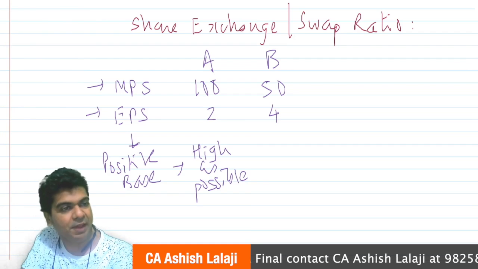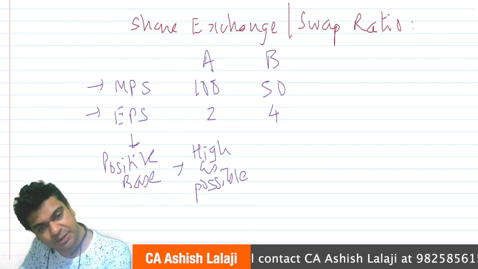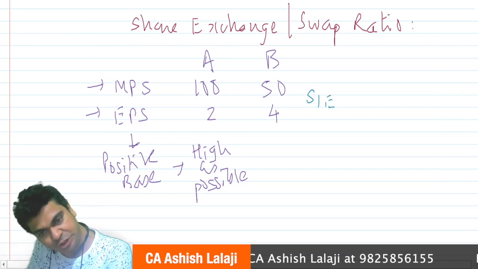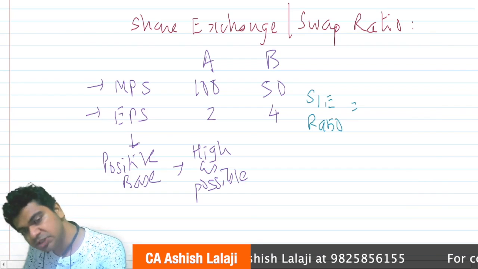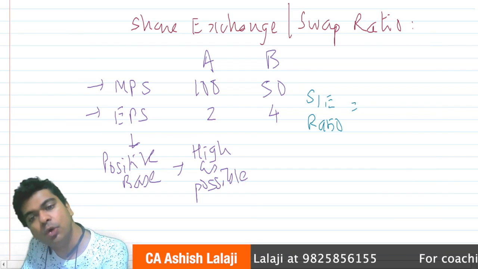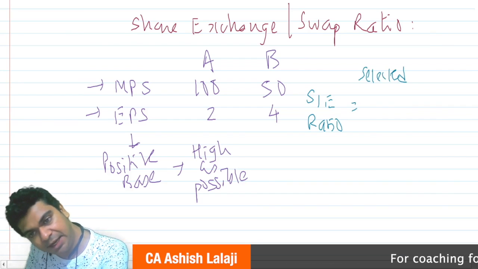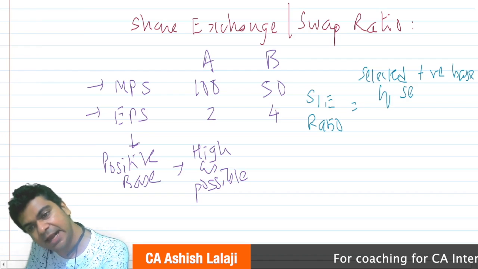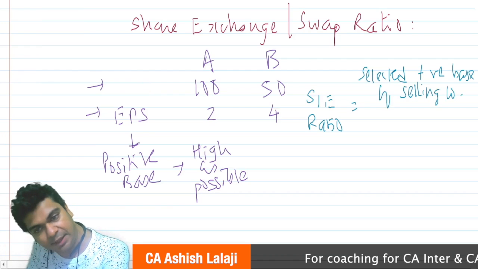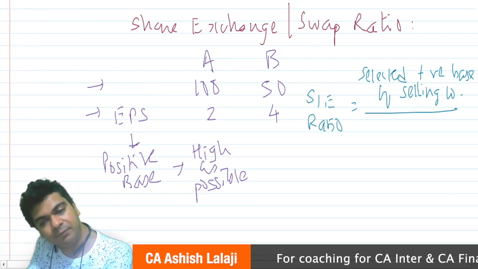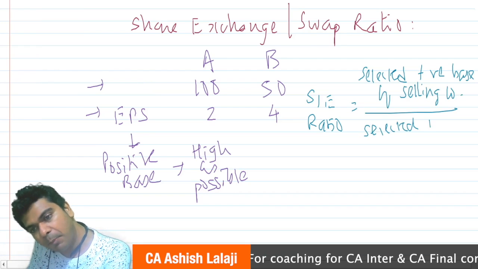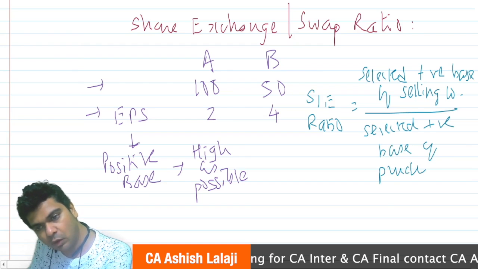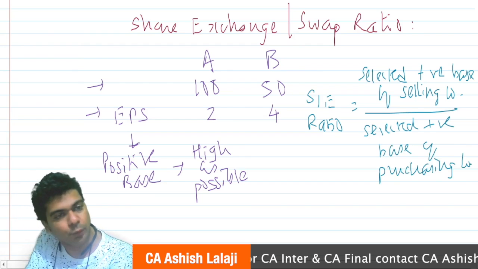Okay, so when you are selecting a positive base, the way you will calculate the share exchange ratio is, I'm writing in short, share exchange ratio is: you will take the selected positive base of the selling company and divide that by the selected positive base of the purchasing company. Okay, this is what we will do.